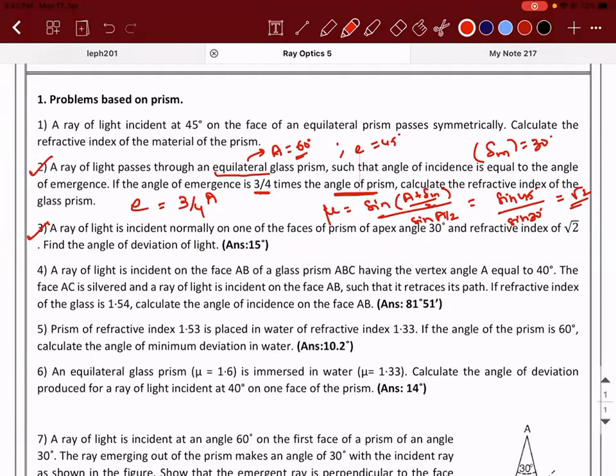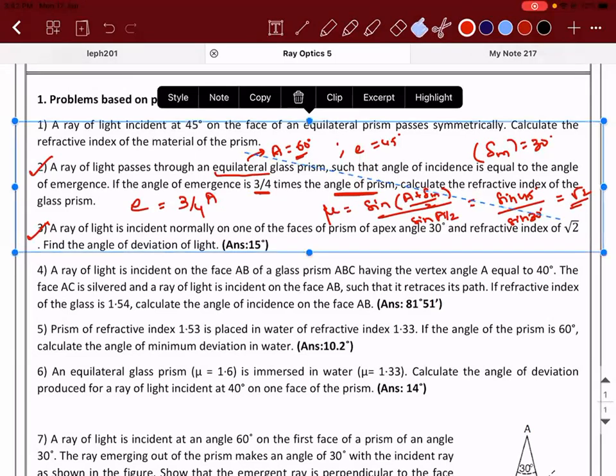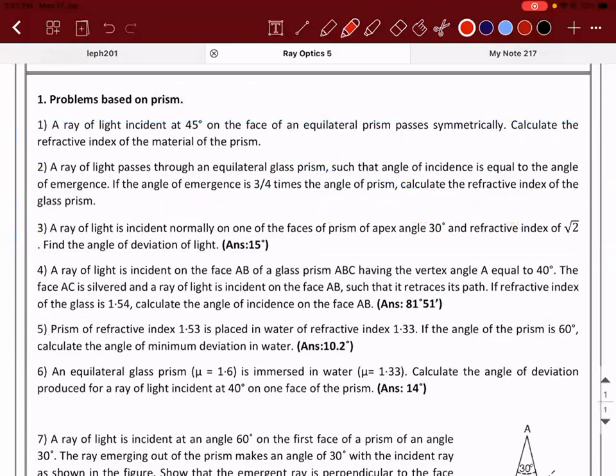There is a ray of light which is incident normally on one of the faces of a prism of apex angle 30 degrees. So the angle of prism is 30 degrees. Refractive index is root 2. Find the angle of deviation. So how to find this?